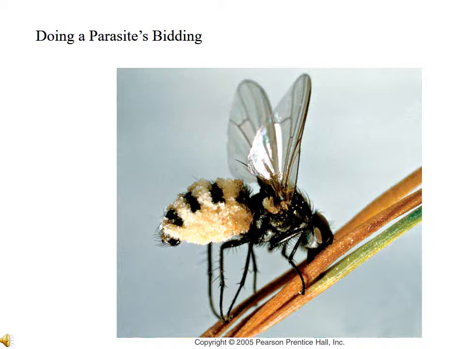Now, here we're looking at a parasite. This is an interesting parasite: this particular insect is infected with fungi. The fungi produces a toxin that makes this insect fly high, way up into the canopy of trees, and then it releases all of its spores into the forest so that it can infect other insects and so on. So here we have a situation where the parasite is convincing the insect to do a job for it, and once the job is done, this poor insect dies.